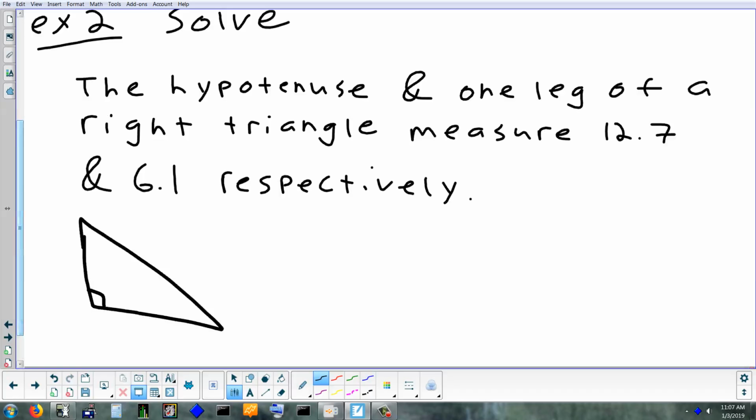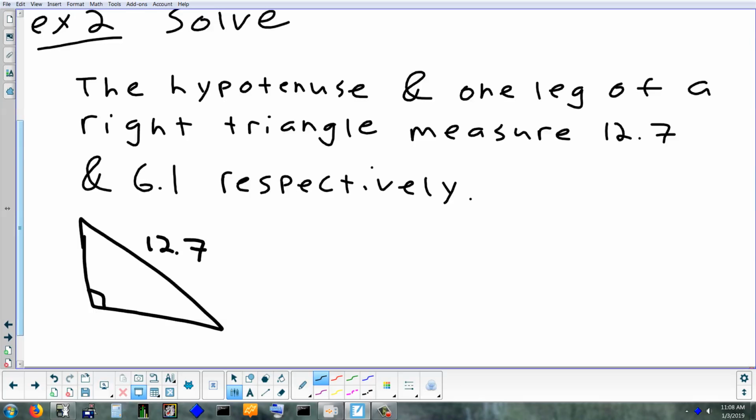So they tell me that the hypotenuse and one leg of a right triangle are 12.7 and 6.1. Which one of those must be the hypotenuse? Blake? Yeah, even if it didn't say respectively, which means in the order it was written, that's what they're giving you. How do you know 12.7 has got to be the hypotenuse? It's the largest one. Yeah, if you give me two numbers and one of them's a hypotenuse, it's got to be the biggest one. All right, so 12.7.